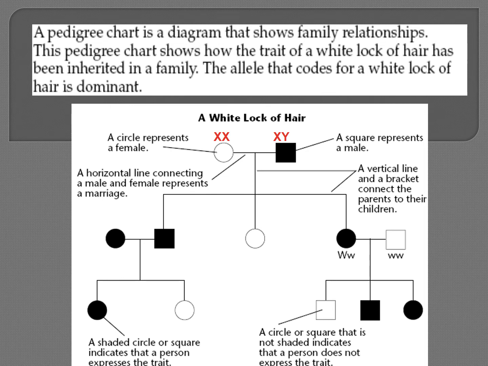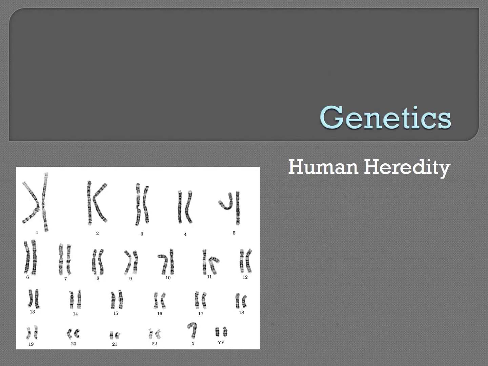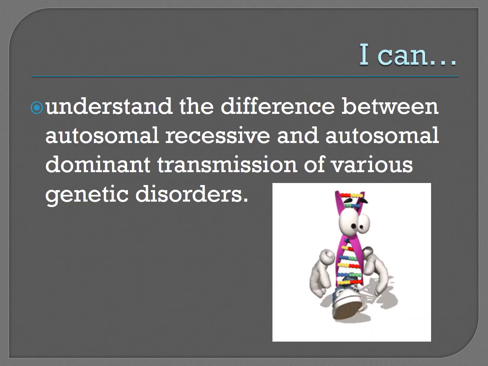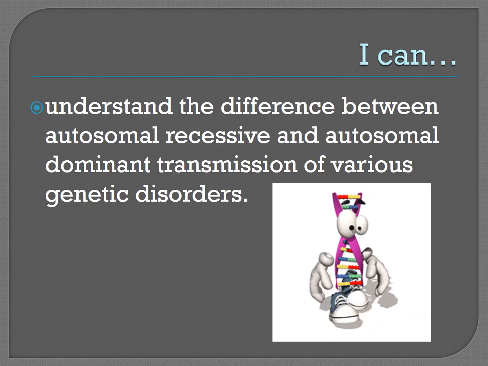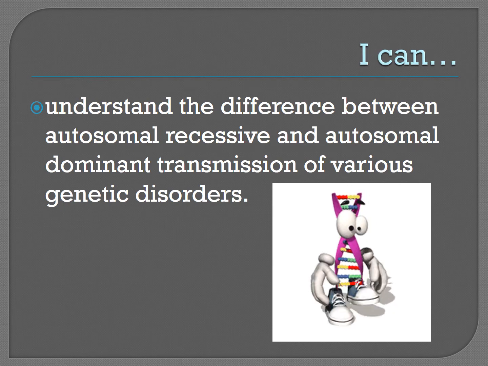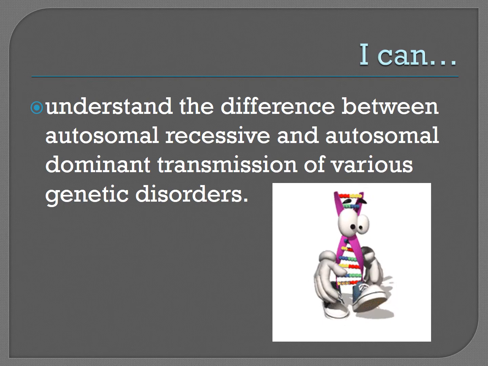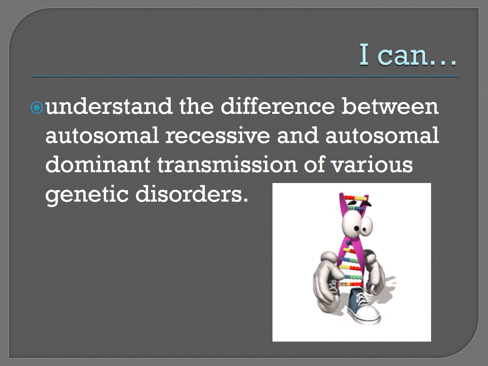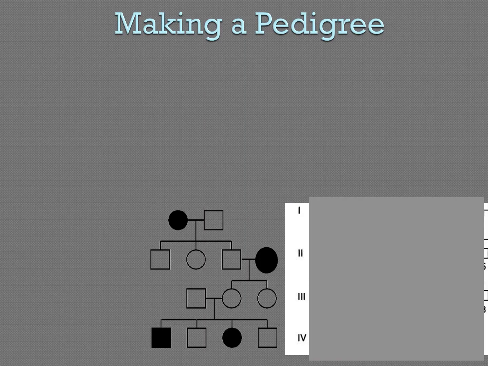So now we're going to continue on with our lesson. We're going to learn about pedigrees today and sex-linked traits. So you're going to understand the difference between autosomal recessive and autosomal dominant. Remember, dominant always wins. Recessive, you have to have two people who carry a gene. So let's talk about a pedigree.